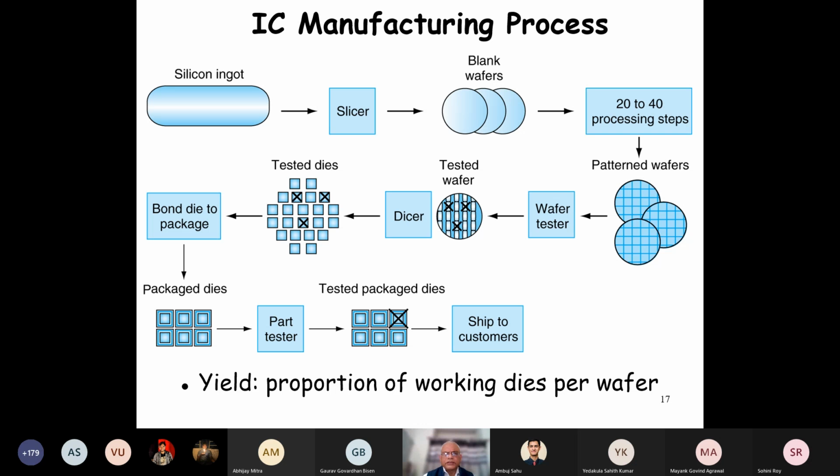And then on this we have the circuit which is etched through these 10 to 20 to 40 steps, and then we test it, and then we discard some of these bad ones. See, the crossed ones are the bad dice, and then we package the dice and finally test it and discard some of the tested packaged dies also.